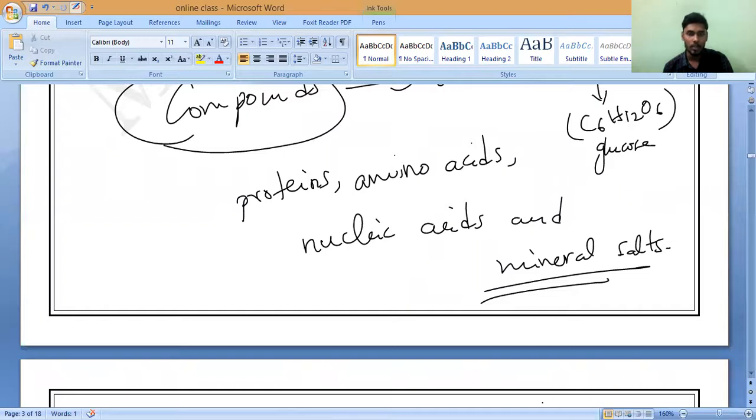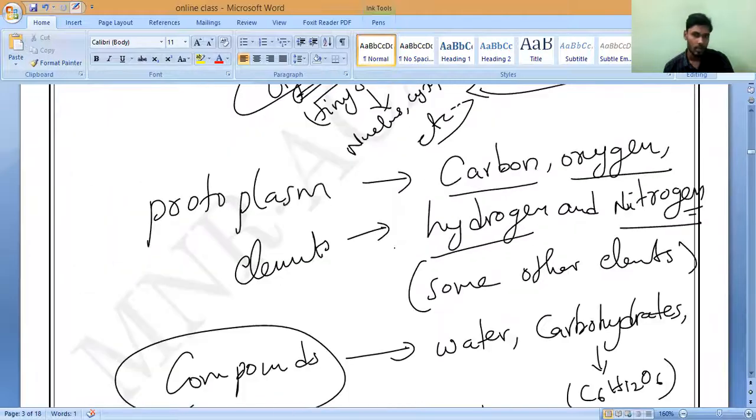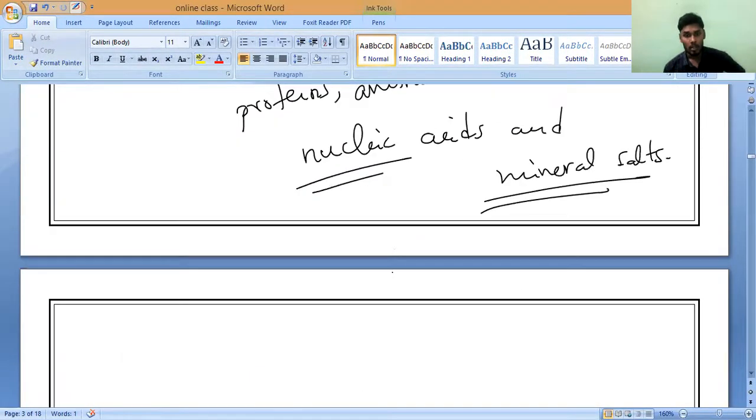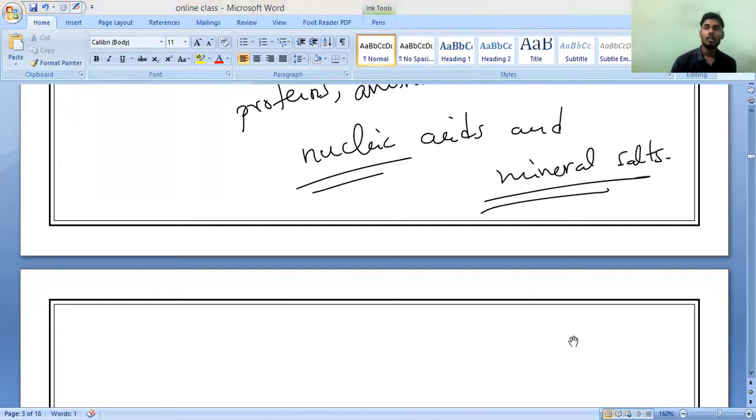Any doubt, anybody? Nucleic acid spelling: you can write nucleic acids. Understanding? So this is called protoplasm. Okay, you can write it: protoplasm. Sir, can you scroll down? Yes, you can observe.